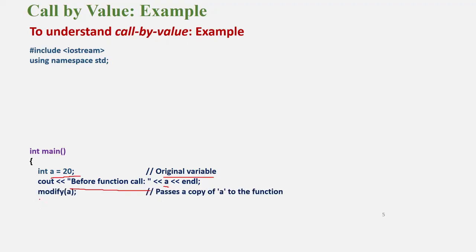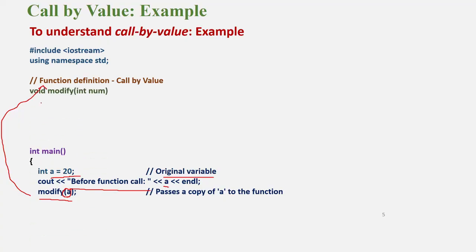Now we are calling a function. The function name we have given is modify. Here we are passing the original variable in main, whose value is 20. So a is passed, and it will pass a copy of a to the function modify. The original variable is a equal to 20, and while passing this variable, its copy will be created.